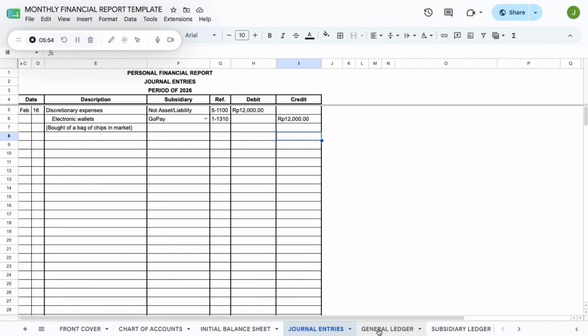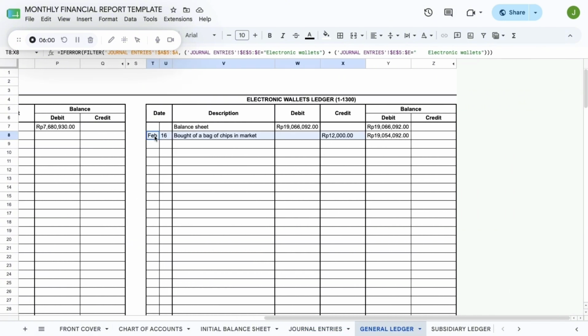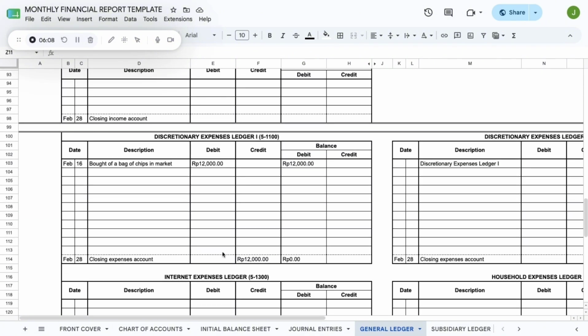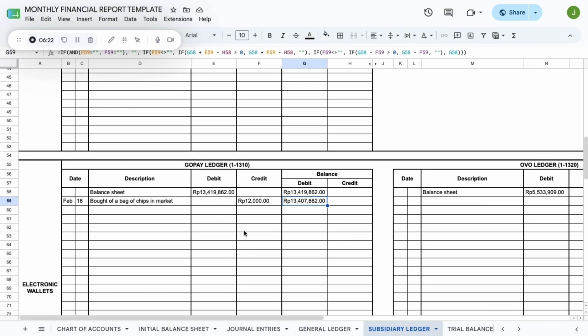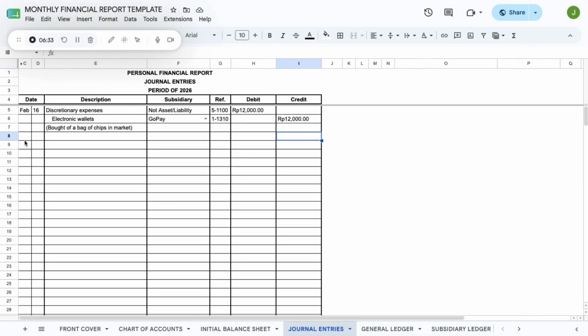That's it. Now we can see in the general ledgers, it's been recorded in the electronic wallets. That's the thing we just made, by the way. And not only does it show up here, it would also show up in the discretionary expenses as a debit. See? So it adds to the discretionary expenses. Now that's the general ledgers. Let's look into the subsidiary ledgers. We can also see that there's a new line in the GoPay ledger. As you can see, it's credited. It subtracts the balance of the debit. Now let's add in another expense or an income, let's say.